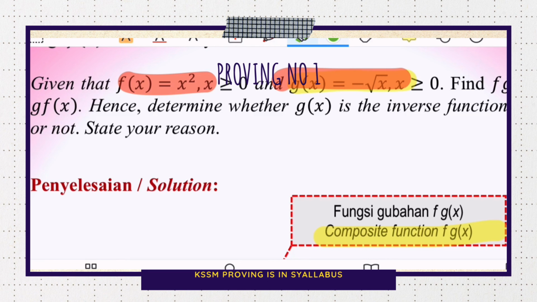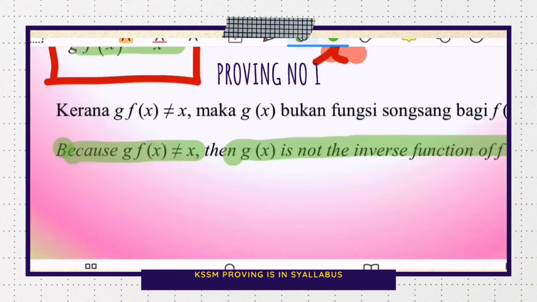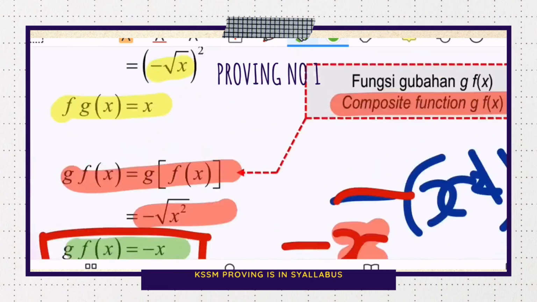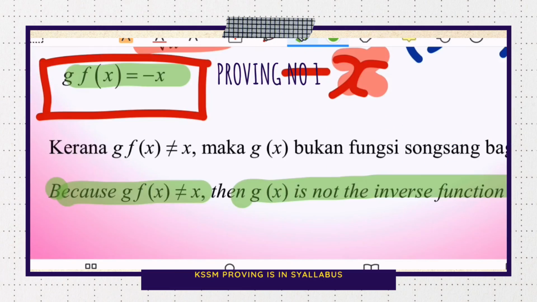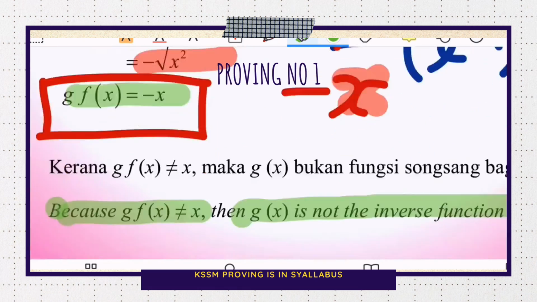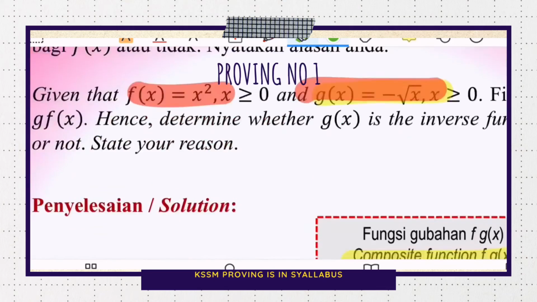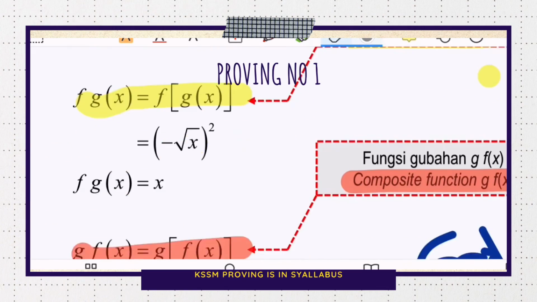State your reason. So we found out that g(x) is not the inverse function of the f(x), because if it is the inverse, you will get the x.